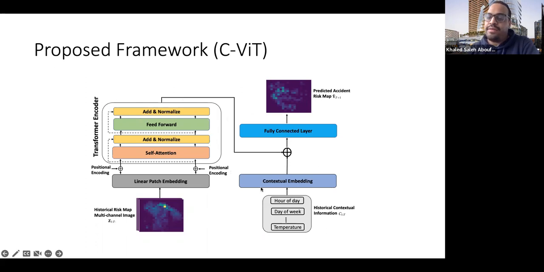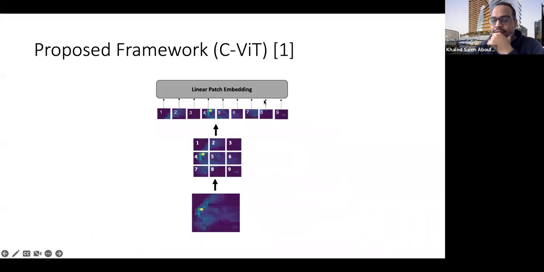And the third one is the contextual information encoding, which is this one here. So those are the main three parts of our model. We'll start first with the historical risk map encoding at the very bottom in this figure, as you can see here in more detail.